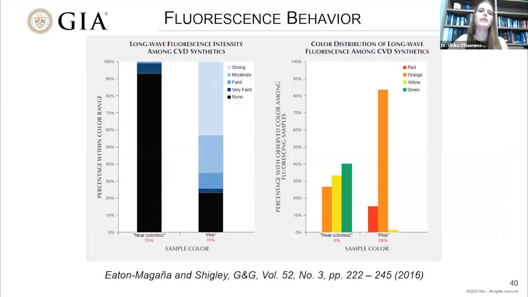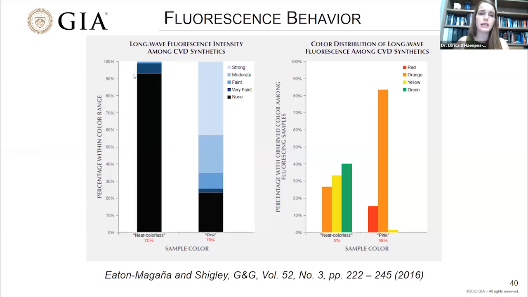When we consider CVD diamonds, the fluorescence behavior is not quite as helpful. So near colorless diamonds, the vast majority of them are not going to be fluorescing to long wave UV light. So they're going to be inert. So with a long wave UV light, for the vast majority, you wouldn't see anything that would alert you that they might be synthetic.